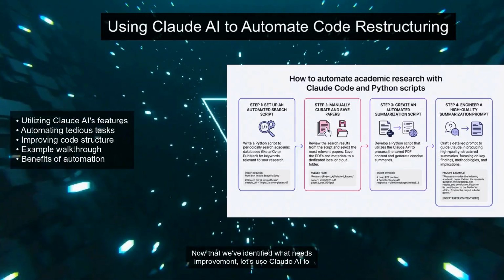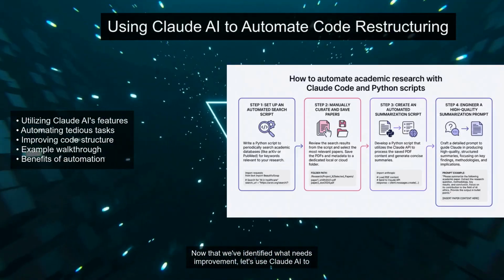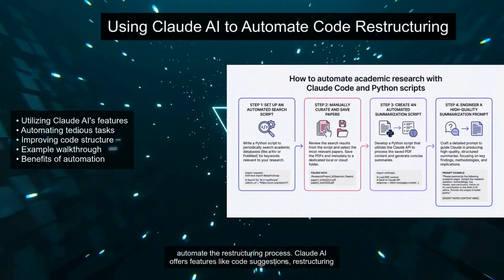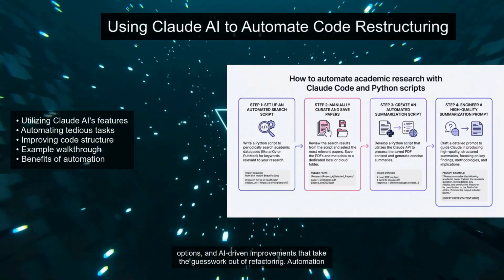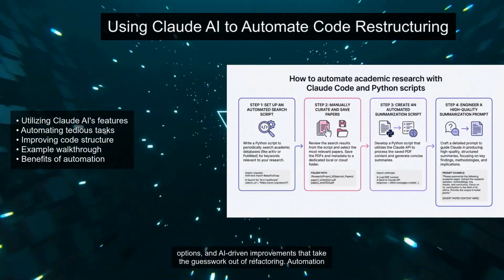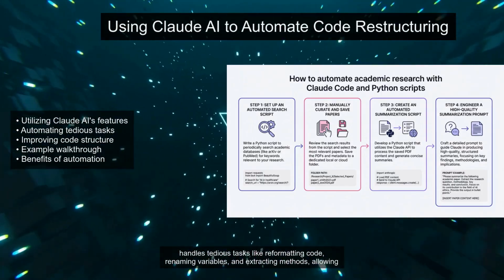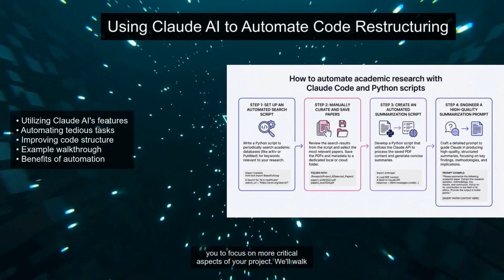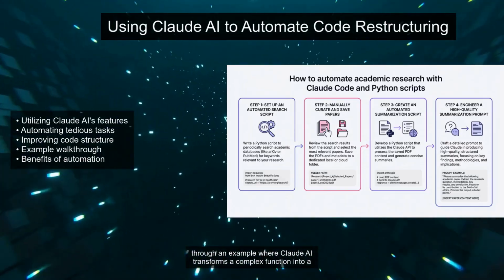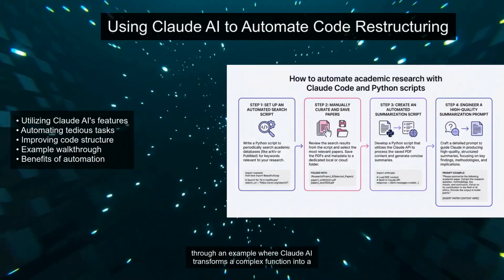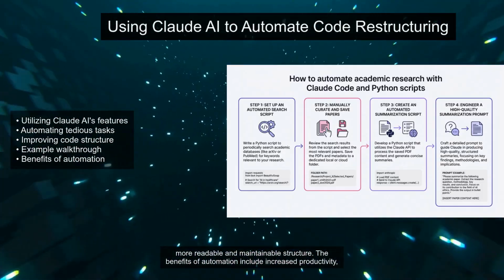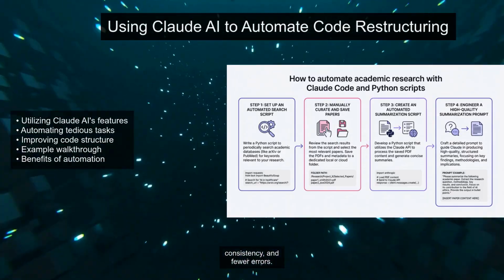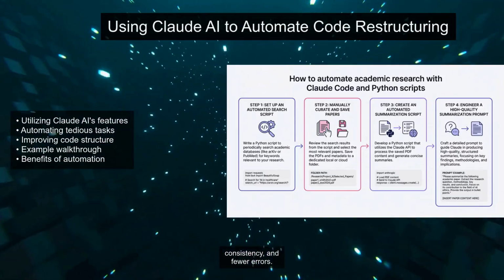Now that we've identified what needs improvement, let's use Claude AI to automate the restructuring process. Claude AI offers features like code suggestions, restructuring options, and AI-driven improvements that take the guesswork out of refactoring. Automation handles tedious tasks like reformatting code, renaming variables, and extracting methods, allowing you to focus on more critical aspects of your project. We'll walk through an example where Claude AI transforms a complex function into a more readable and maintainable structure. The benefits of automation include increased productivity, consistency, and fewer errors.